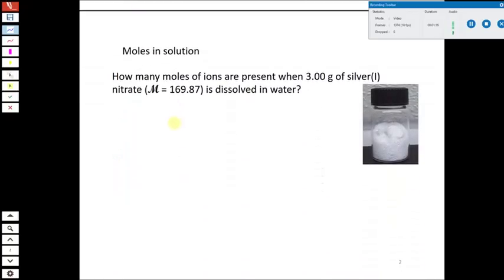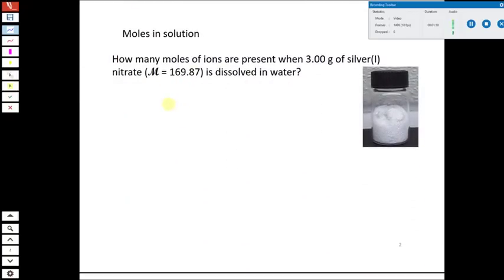And we can actually get into the real stuff, which is talking more about what happens when ionic compounds dissolve. So we're going to start with thinking more quantitatively about the number of ions in solution. The first thing to realize is that if we have an ionic compound that dissolves in water, as we talked about last time, it's going to separate into the individual ions.